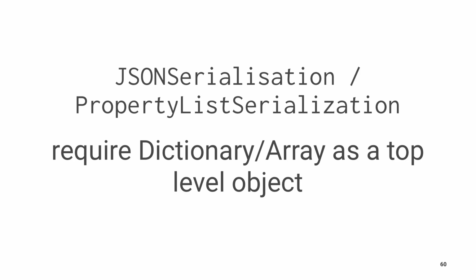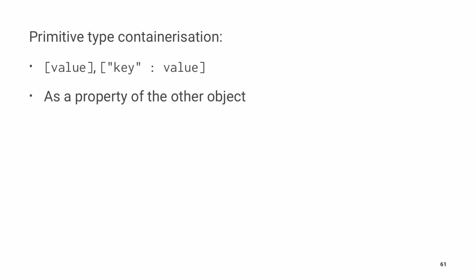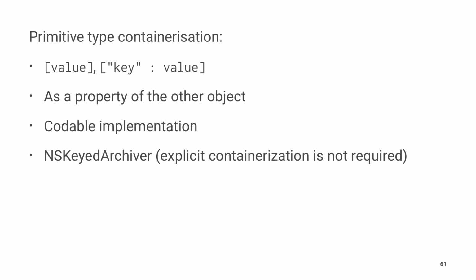For this case, we have actually several different options. We can literally wrap it into some array or dictionary. We can serialize it as a property of a bigger object. In our example, we can serialize the entire State object instead of just the enum. We can, of course, implement Codable ourselves manually, or we can use NSKeyedArchiver, which doesn't have an explicit requirement for containerization.